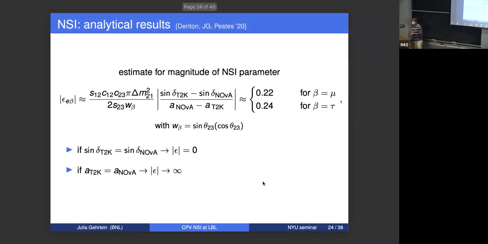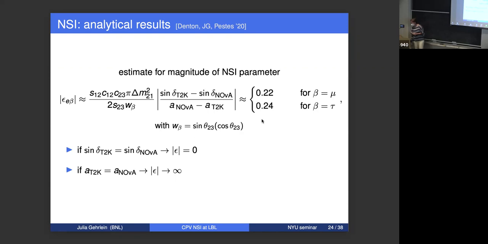Doing this leads us to this expression for the absolute value of the NSI parameter. Plugging in the appropriate values of the parameters here, we find the absolute value of epsilon_e mu and epsilon_e tau to be around 0.2.